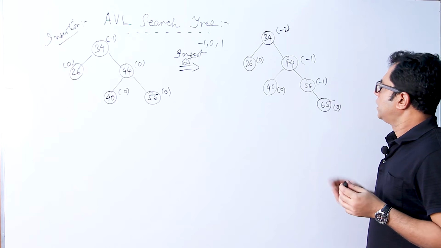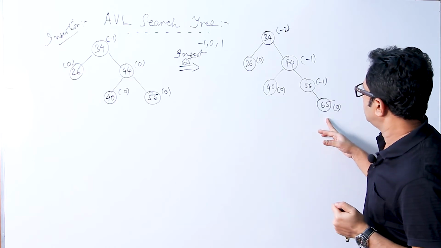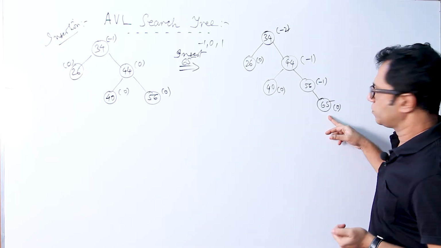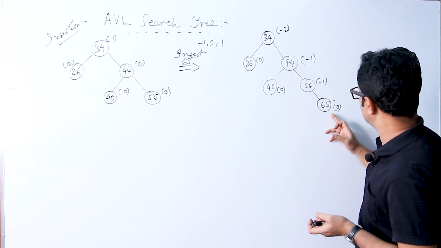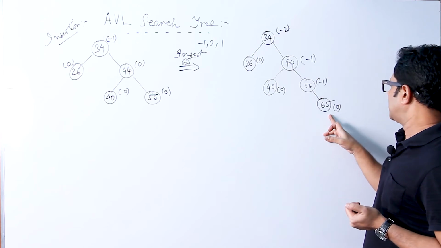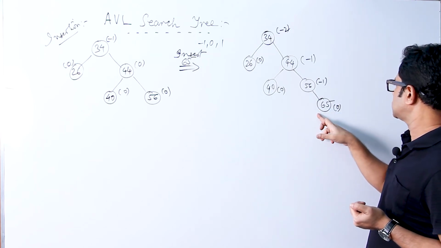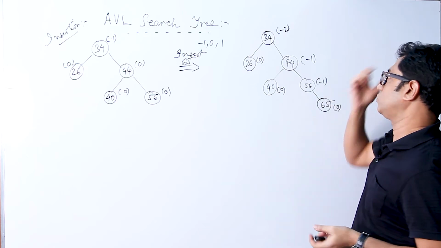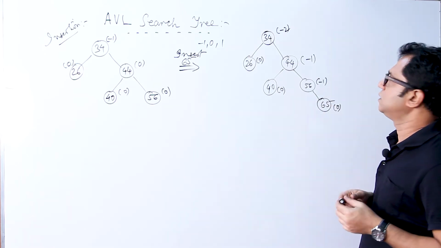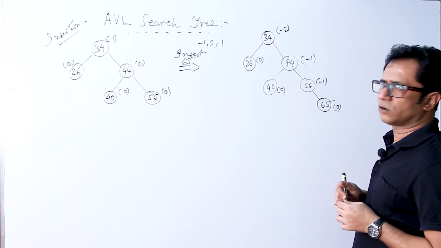So now we will do the backtracking procedure. That is, we will start from the newly inserted node, and on our way towards the root node we will examine the balance factors of the different nodes and see where we first encounter a balance factor which violates the permissible balance factor of an AVL search tree.